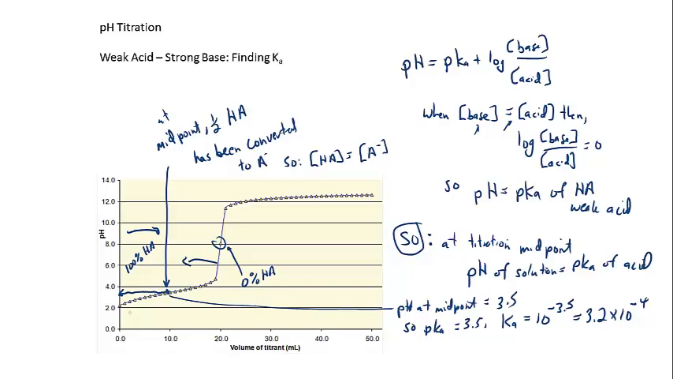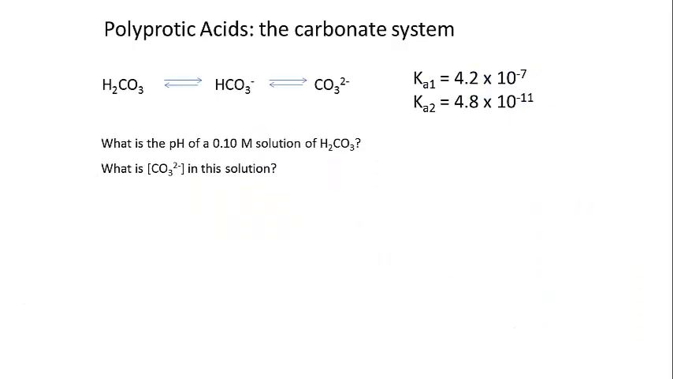And so this is one of the main ways people find Kas, the Ka values that you see in tables. They're largely found by doing titrations and finding the midpoint of the titration. That's the best way to do it. Okay, that was really neat. Now we're going to look at a more complicated system.